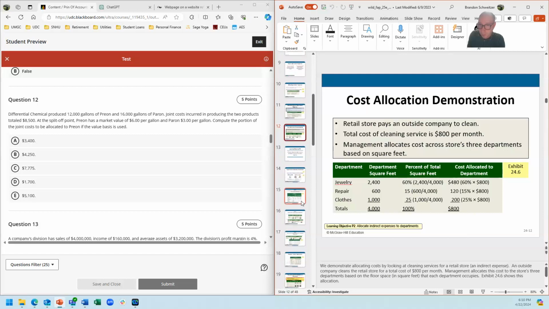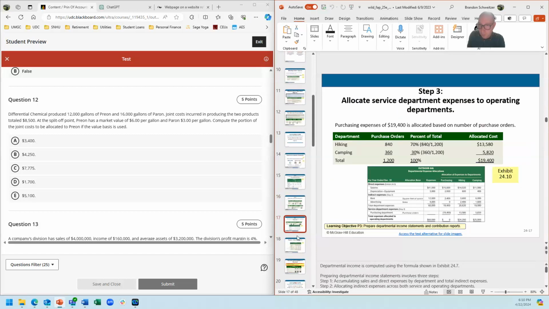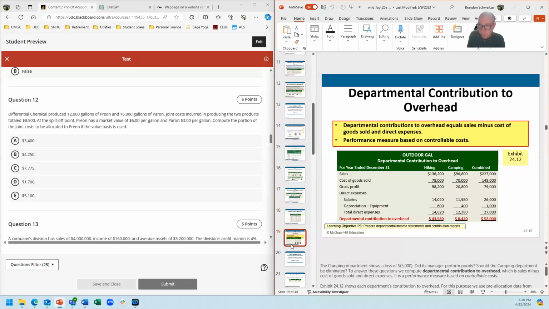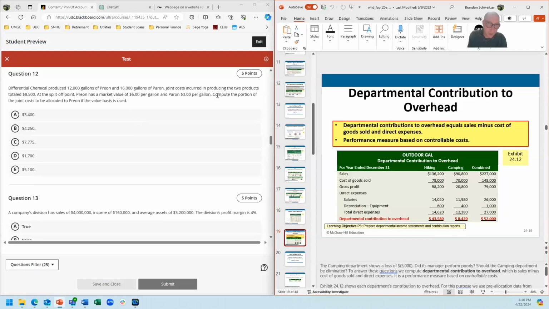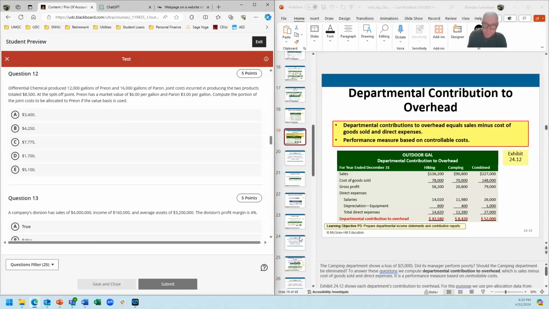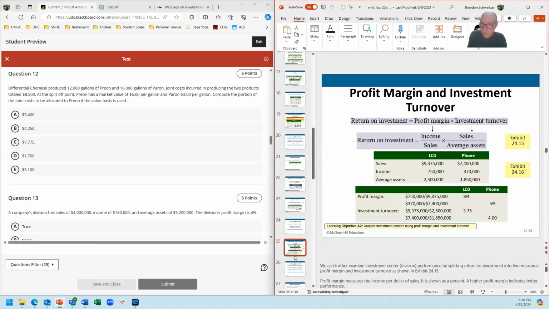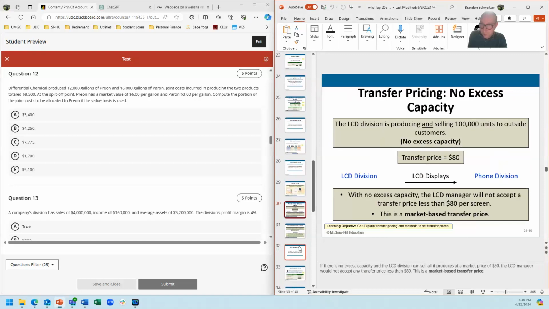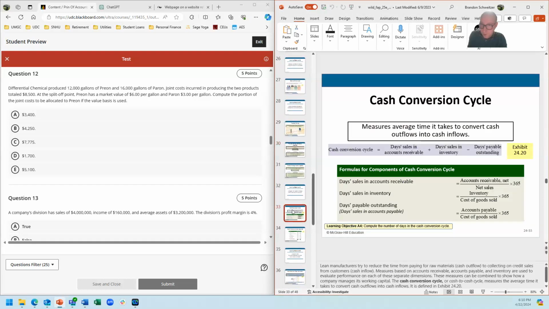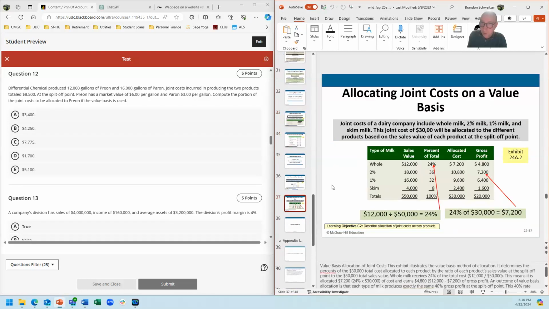That's the department one. But you remember what I'm talking about. Question 12 is for the processing for joint costs. I think it was looking at joint costs, wasn't I? That's transfer pricing. There it is. On value base. So question 12, slide 37, chapter 24.